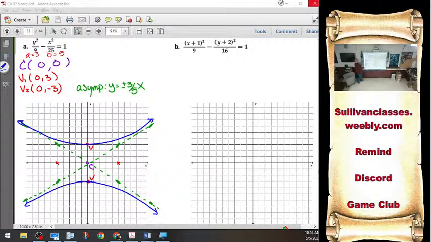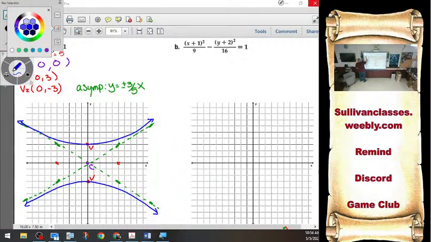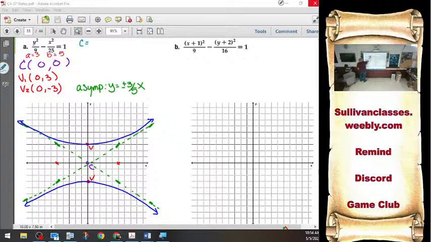I still need the foci. And foci are now c units apart, and c is now a squared plus b squared. So my foci are going to be at 0 plus or minus square root of 34. How far is that?